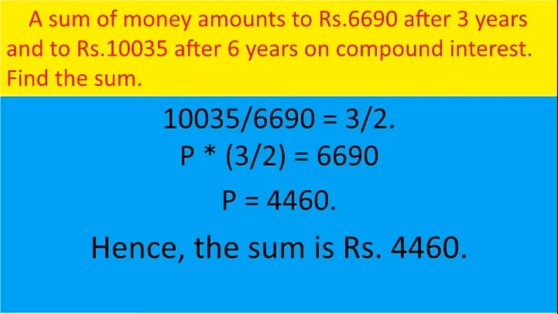Just divide the two numbers: 10,035 divided by 6,690. The value is 3 by 2. So P into 3 by 2 is 6690. Once you solve, P equals 4460. Hence the sum is 4460.